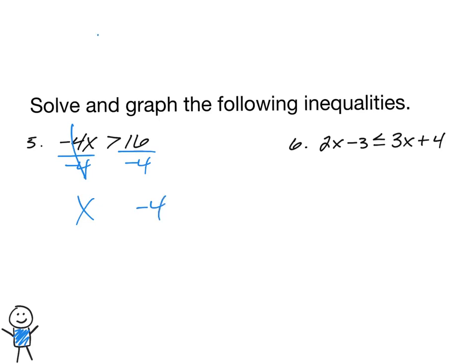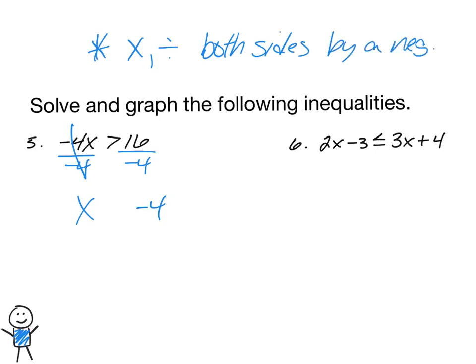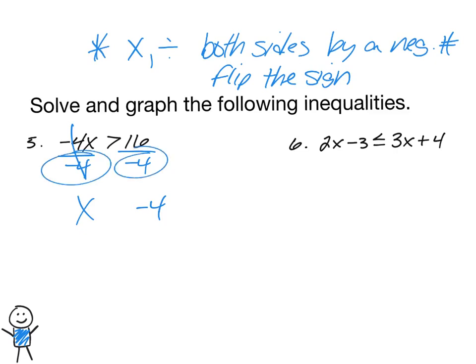Now this is one very important rule when dealing with inequalities. If you ever multiply or divide both sides of an inequality by a negative number, then you've got to remember to flip the sign. Flip the inequality symbol. This is very important to remember. In this case, we divided both sides by negative 4, so we have to take our greater than symbol and flip it around to say less than, and then draw a basic graph.